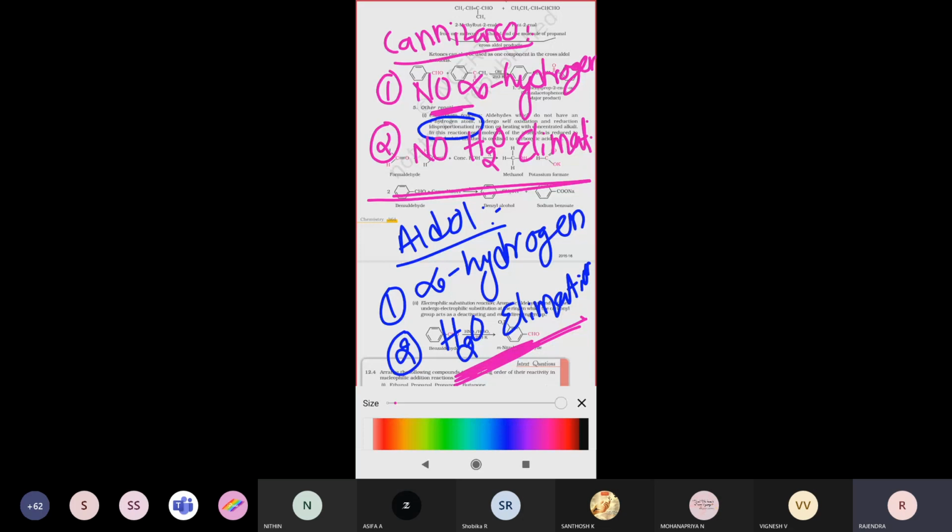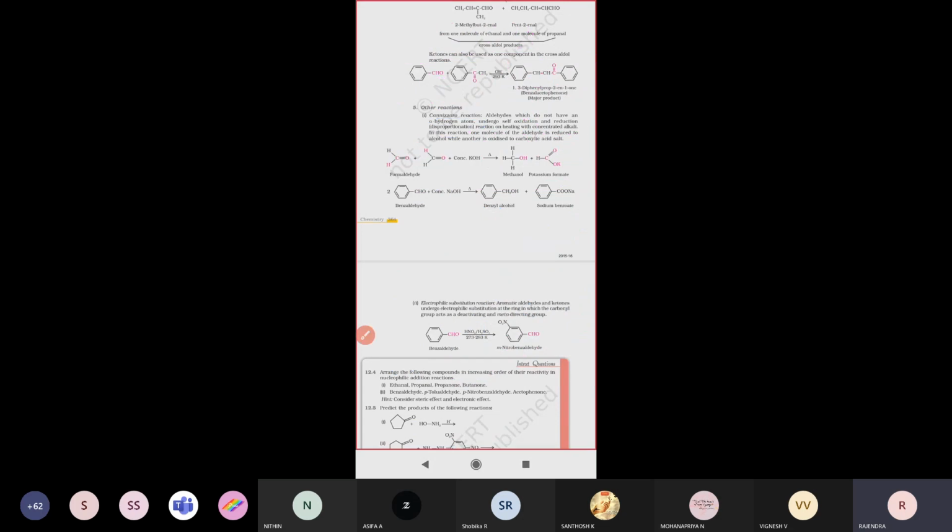Which compounds participate in the Cannizzaro reaction? Formaldehyde and benzaldehyde. Only these compounds participate. Why only these? Why does acetaldehyde not participate? If you take acetaldehyde, alpha hydrogen atoms are present in it, so acetaldehyde does not participate in the Cannizzaro reaction.